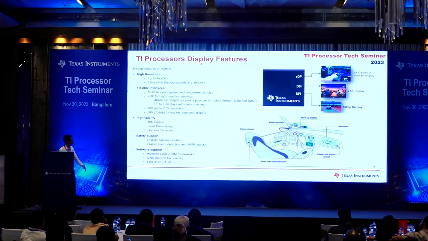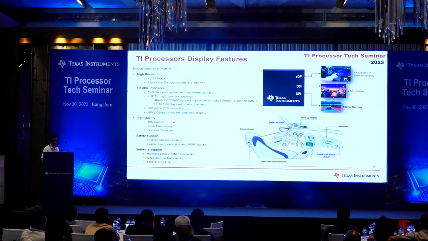Or you can use a multi-stream transport hub in case you are interested in having 4 independent streams and displaying them. And we have unique features here. We have 10-bit support, color processing is there, gamma correction is there. Then on top of that, as I said, we have safety features, like display pipeline isolation and freeze frame detection. We'll see that in a further slide, so I will just explain that. Software-wise, we support this in DRM, QNX, and FreeRTOS APIs.